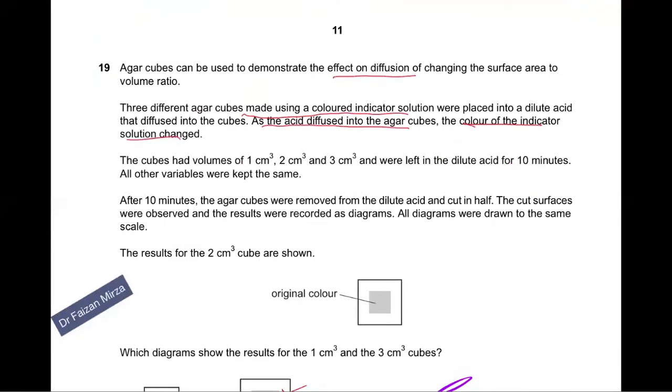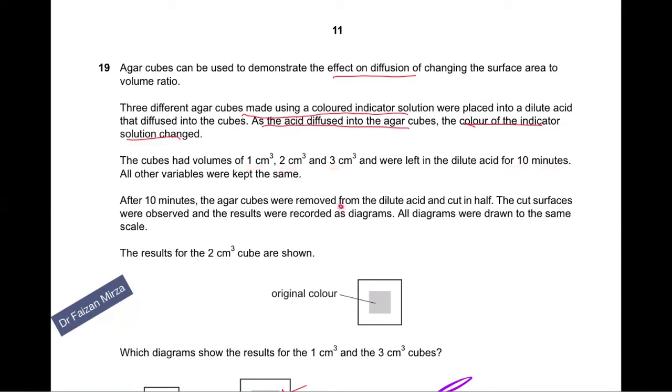Question 19. Agar cubes can be used to demonstrate the effect of changing the surface area to volume ratio on diffusion. Three different agar cubes were made using a colored indicator solution and placed in dilute acid that diffused into the cubes. As the acid diffused into the cubes, the color of the indicator solution changed, which means the color inside this cube will start to change. The cubes had volumes of 1, 2, and 3 cm cube, but were left in the dilute acid for the same time. All the variables were kept constant.